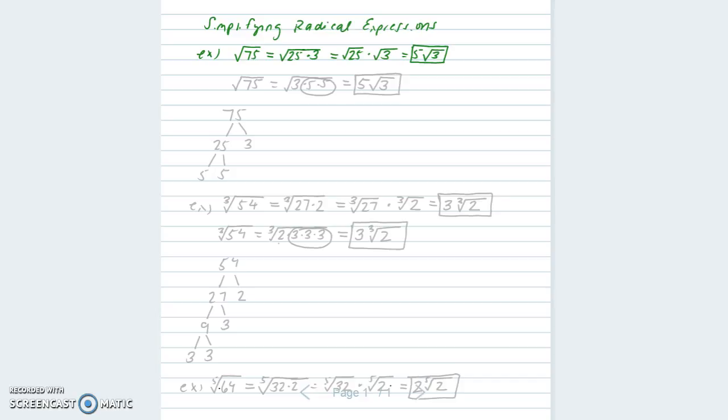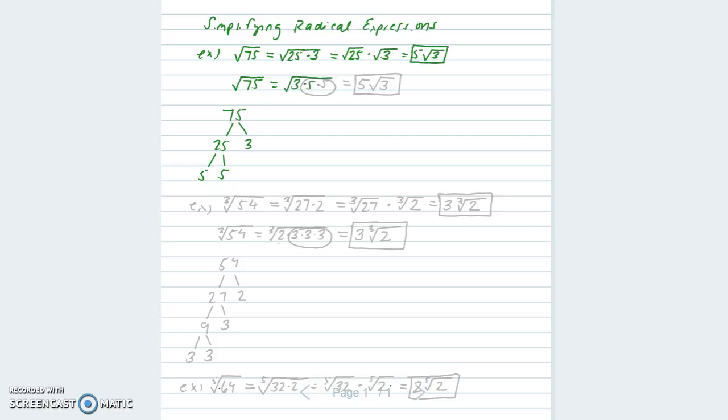So let's go ahead and do that. So I'm going to do some side work over here. So we see, what times what gives us 75? Well, 25 times 3. We can also break down 25 to be 5 and 5. So now we have that the square root of 75 is the square root of 3 times 5 times 5.